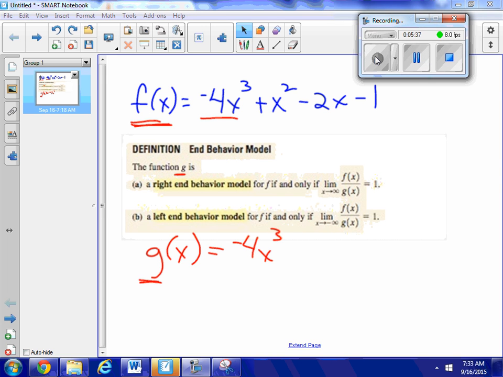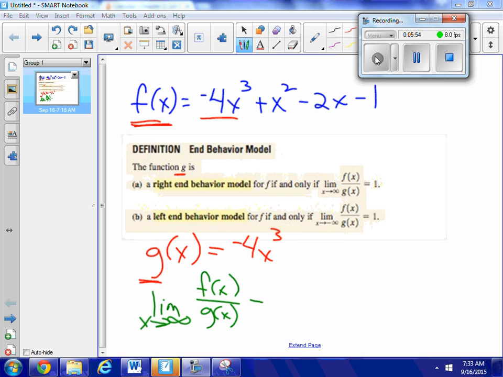And the way I do that is I take the limit as x approaches infinity, and it works the same for negative infinity, but I'll stick with that, of f of x divided by g of x. If that equals 1, then I have proven algebraically that this is in fact the end behavior power model for this entire function. So let's do that.